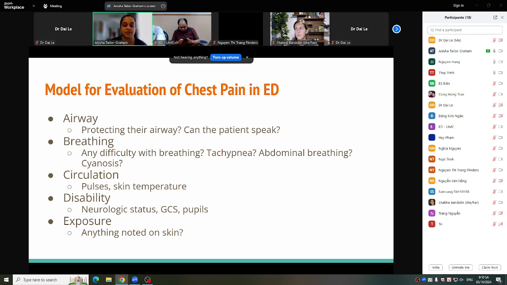And then we move on to looking at the circulation. Do they have intact pulses of the upper and lower extremities? What's the temperature of their skin? And then disability, you're really looking to evaluate the neurologic status of the patient. Typically in the emergency department, we do this by evaluating their GCS, or Glasgow Coma Scale, and you can also look at their pupils. Then exposure would be when you're taking a look at the skin. Is there anything abnormal that you're noting on the skin? This can include bruising, any signs of bleeding, or anything else.